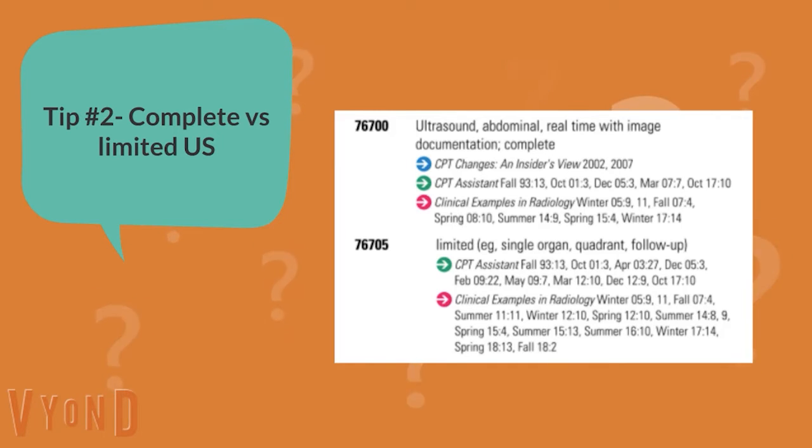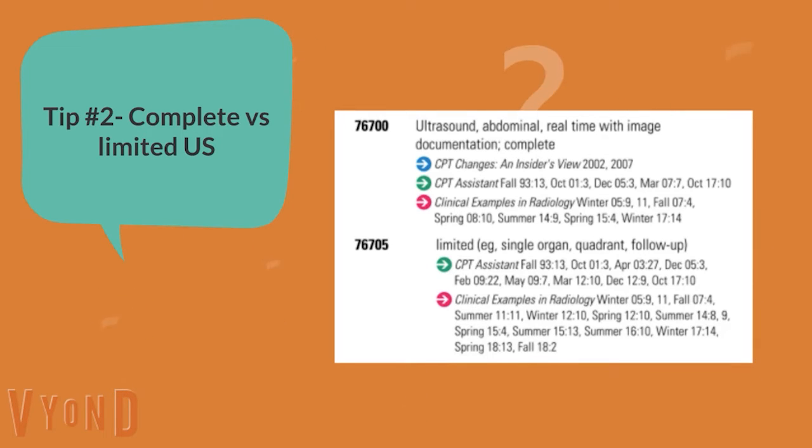Let's take a look at tip number 2, a complete versus a limited ultrasound. You can see here in our example of CPT code 76700 that we have a complete ultrasound of the abdomen, including real-time image documentation.